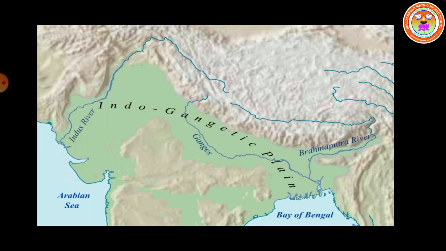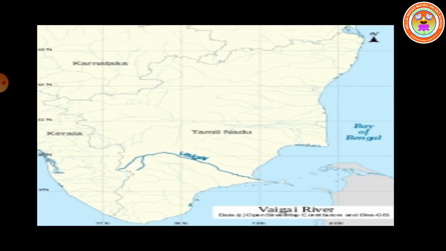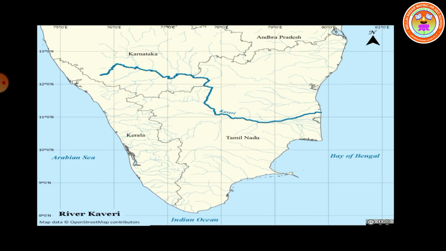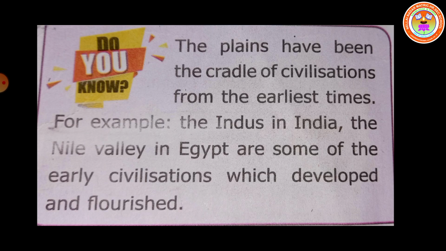The Indo-Gangetic plain in North India is one of the largest plains in the world. The plains formed by rivers Kaveri and Vaigai are important plains found in Tamil Nadu. Coastal plains are the low-lying lands adjacent to oceans and seas.